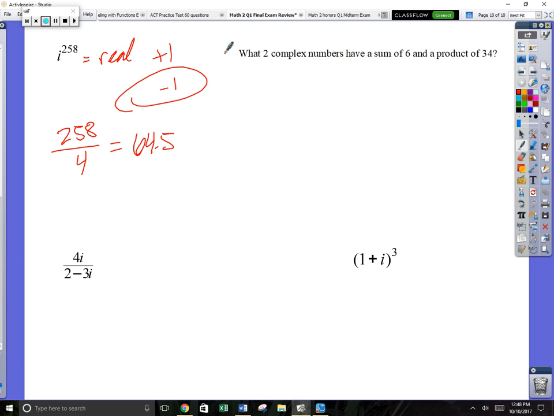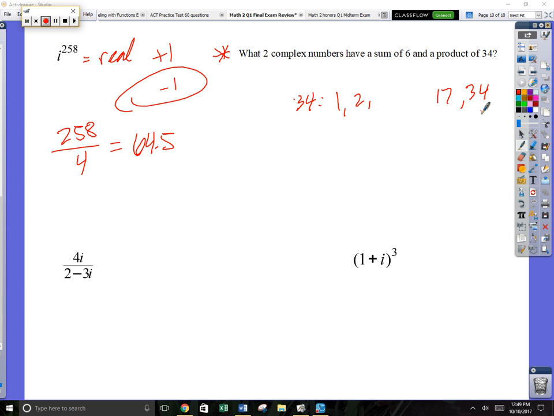Okay, let's look at this guy right here. What 2 complex numbers have a sum of 6 and a product of 34? So if we look at the factors of 34, you can create a 34 and a 1, a 2 and a 17, and that's it. So which numbers will sum to give you 6 but multiply to give you 34?